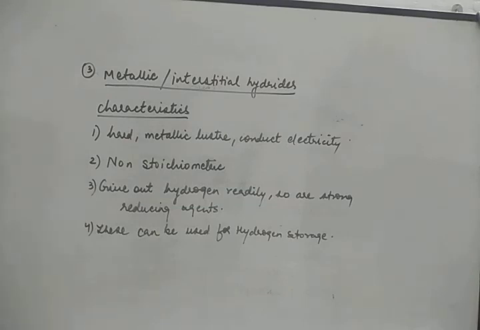And since in the metallic hydrides we are trapping hydrogen, this can be used for hydrogen storage. It is not possible to store hydrogen in a cylinder because it is highly explosive. So how do we transport hydrogen from one place to another? This is an option for hydrogen storage. So this was all about your hydrides, that is ionic, molecular and metallic hydrides.